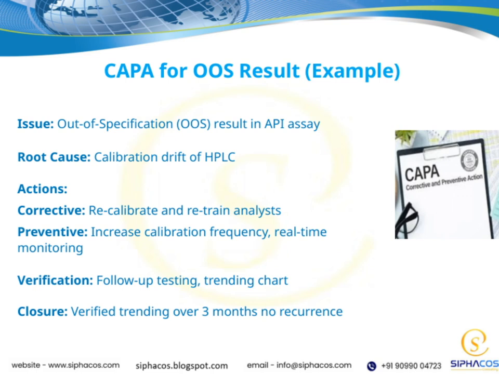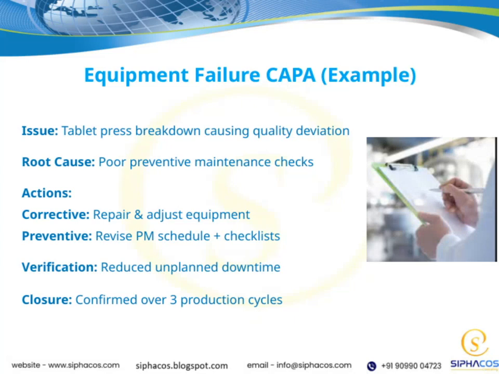This demonstrates that our CAPA was successful, and it aligns with our overall commitment to continuous quality improvement. Let's take a look at this example of equipment failure CAPA. The issue here was a breakdown of the tablet press, which led to a deviation in quality. This kind of failure can really impact production and product consistency.